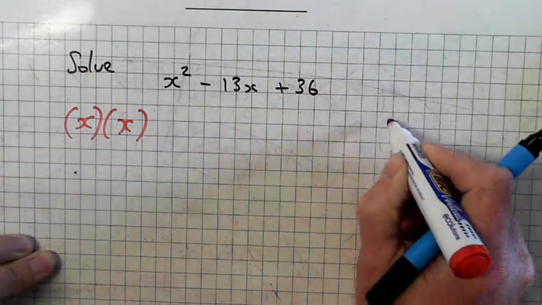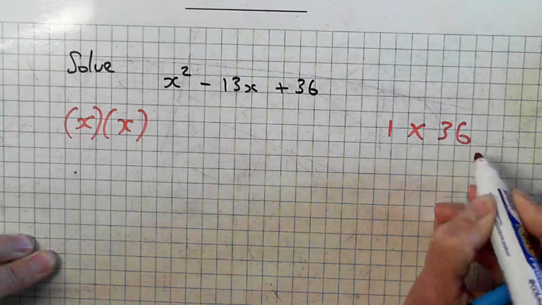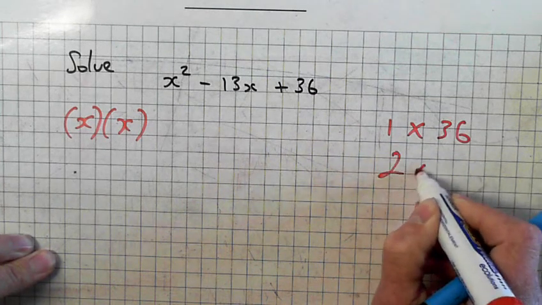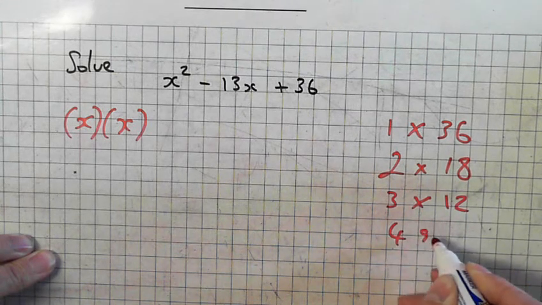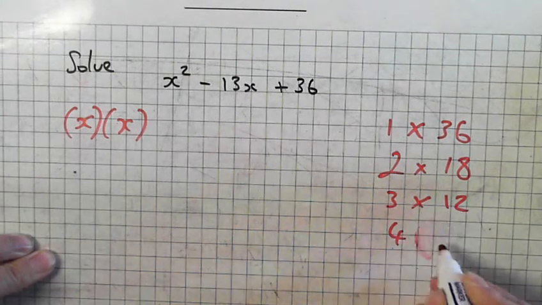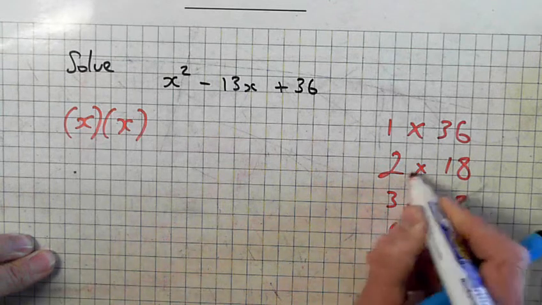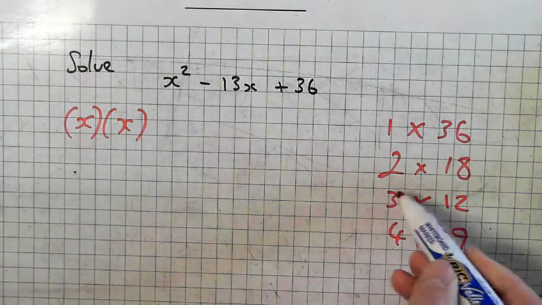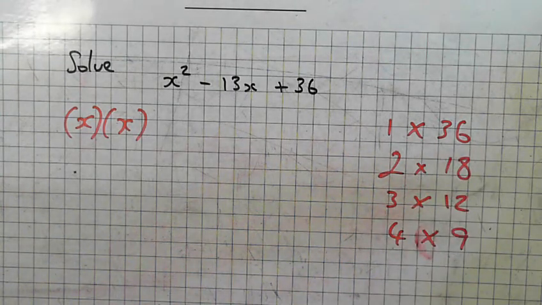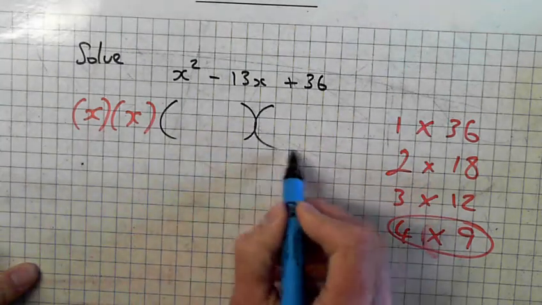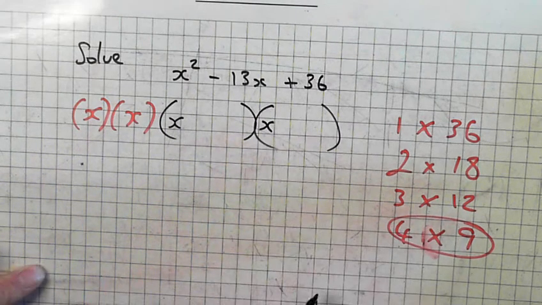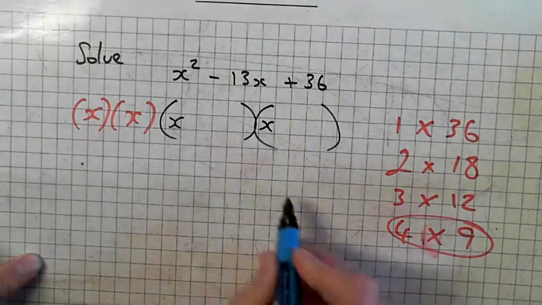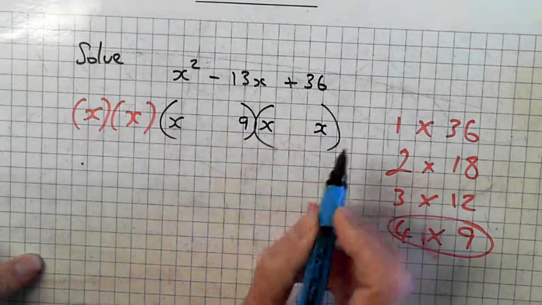Factors of 36: 1 times 36, 2 times 18, 3 times 12, 4 times 9. Which pair adds up to 13? The 4 and 9. Right, so you put your two x's, 1 x there, 1 x there. I will use the 4 and 9, we'll write the 9 first.